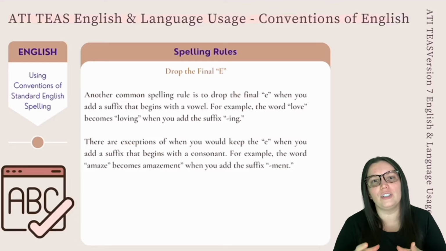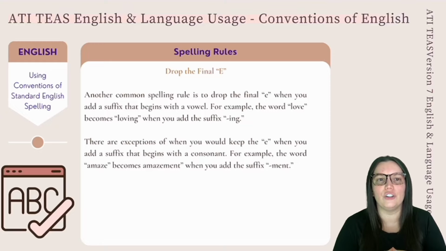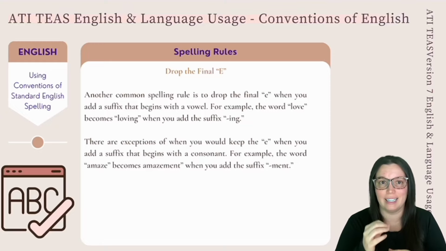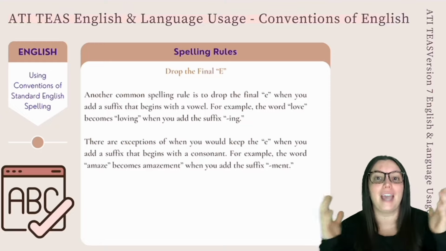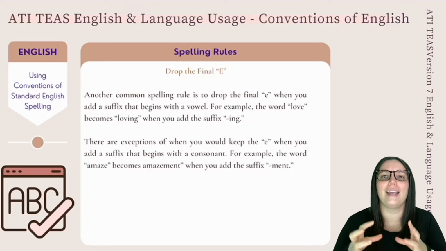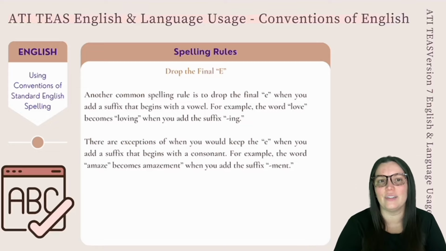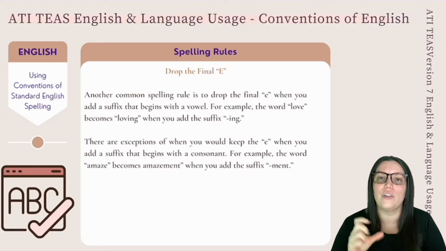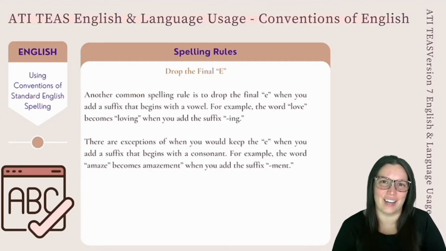There are exceptions that you would need to keep the E when you're using a suffix that begins with a consonant. So, for example, the word amaze becomes amazement. That E is still there because, as we know, that suffix ment begins with a consonant and not a vowel.